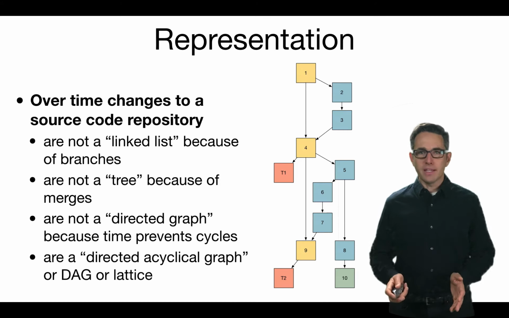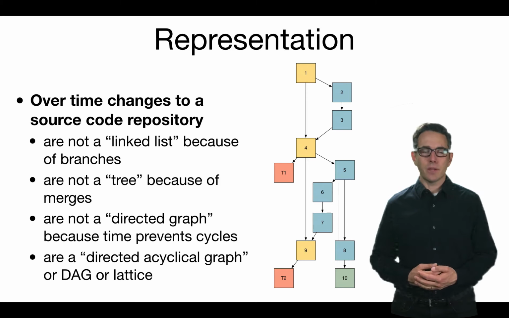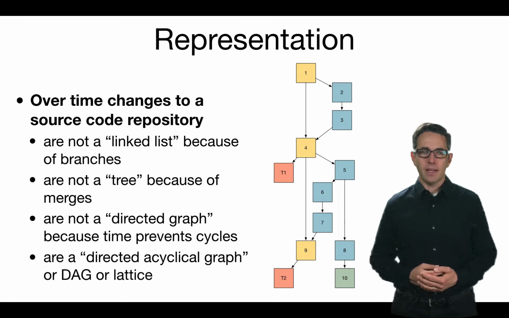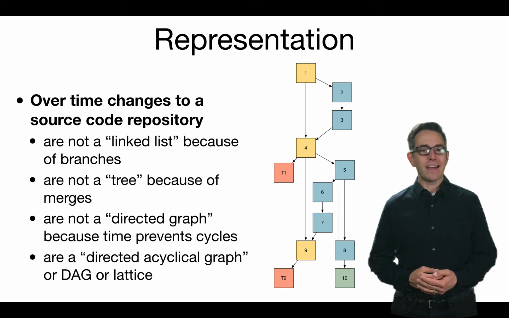For those computer science people among us, it's interesting to think about the representation of what a code change tree like this might look like. This isn't a linked list, because there are branches in our software repository. It's not a tree, although I just said tree. It's not a tree because you can merge different branches together again. That makes it not a tree.